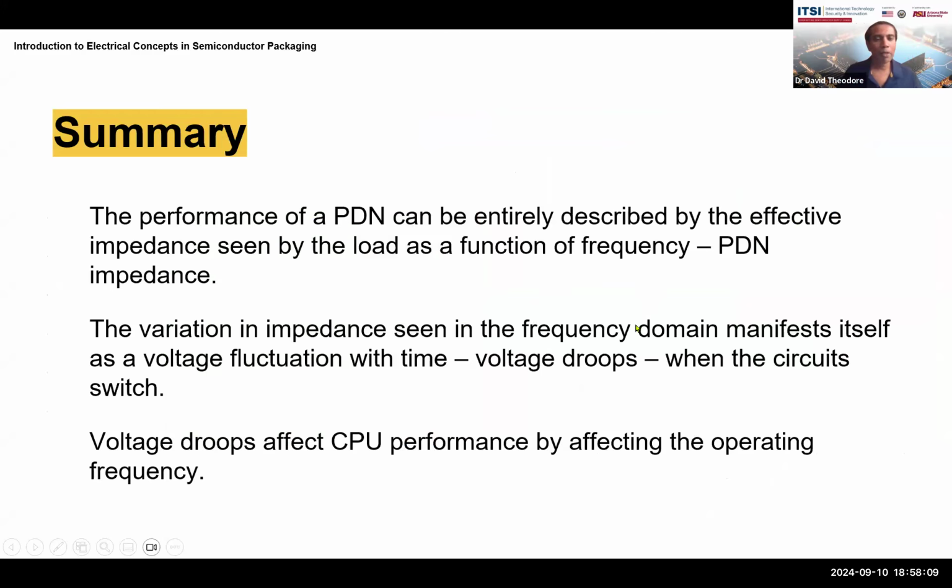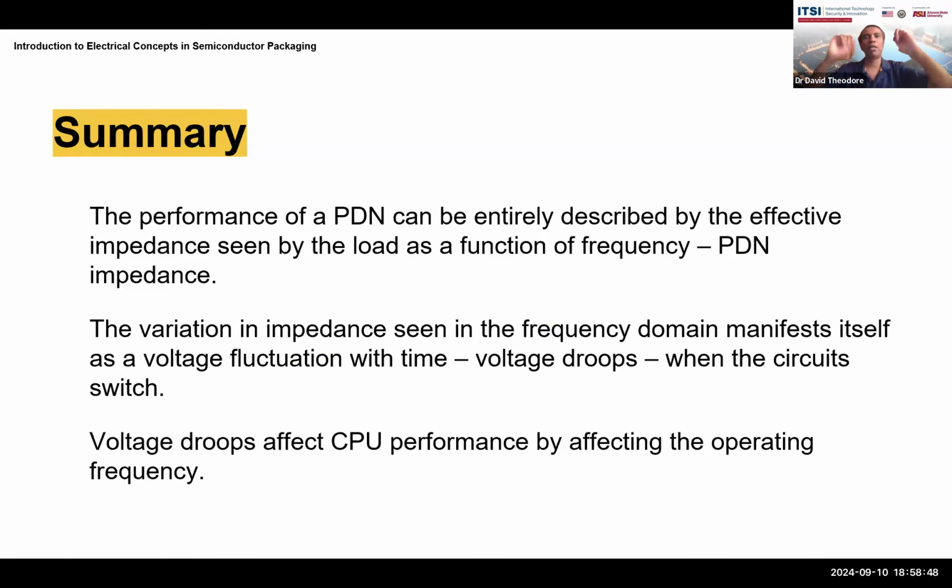So, summary of this: the performance of a power delivery network can be entirely described by the effective impedance seen by the load as a function of frequency, and that's called the PDN, or power delivery network impedance. The variation in the impedance seen in the frequency domain manifests itself as a voltage fluctuation with time. So the voltage droops when the circuit switches. When the circuit switches from one state to another state, it draws more current. When it draws more current, the voltage drops.